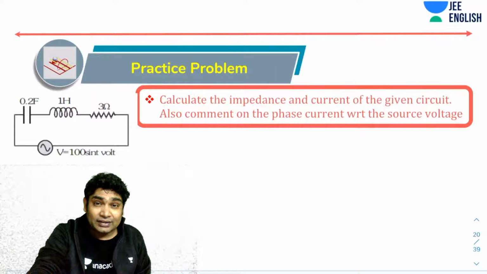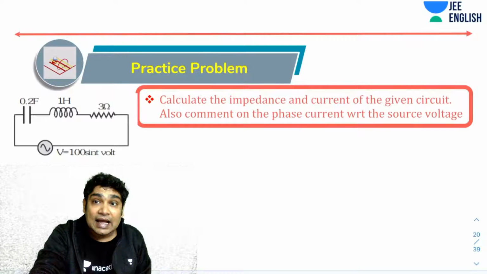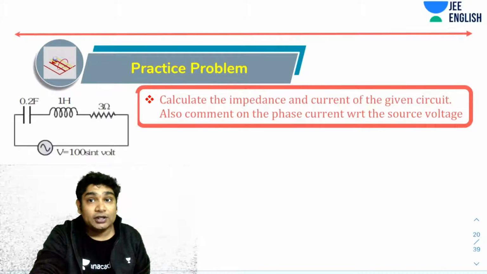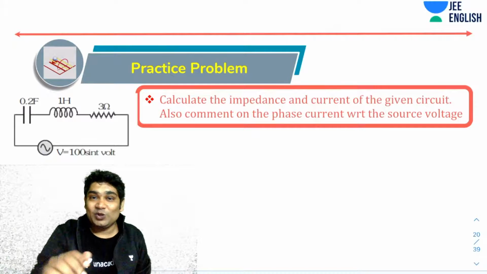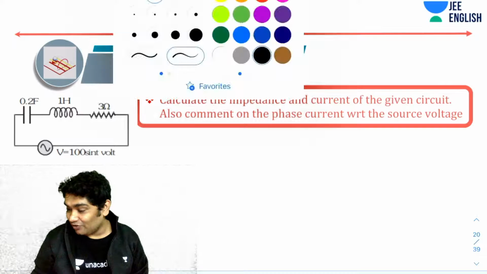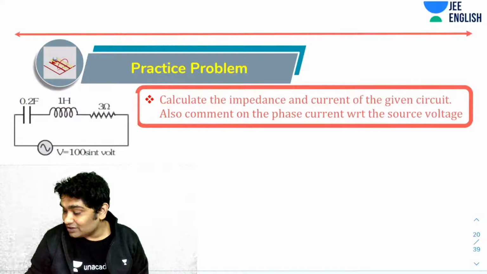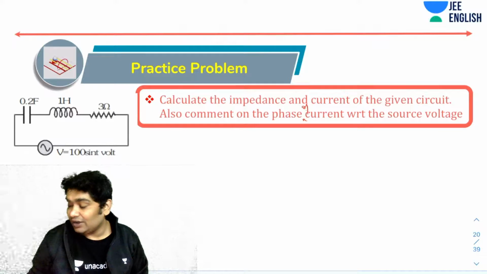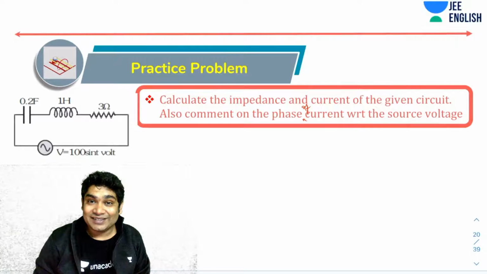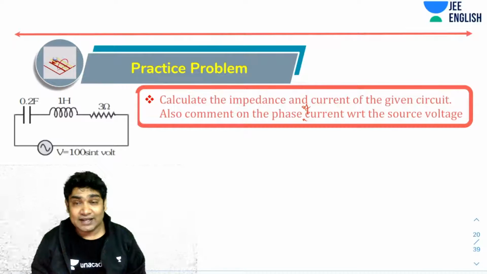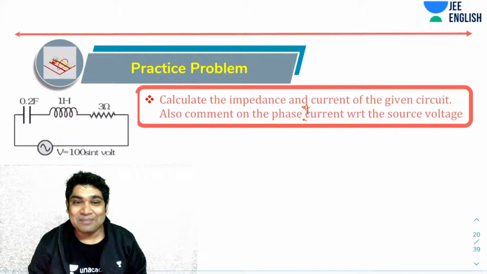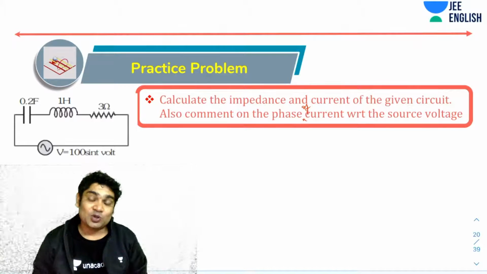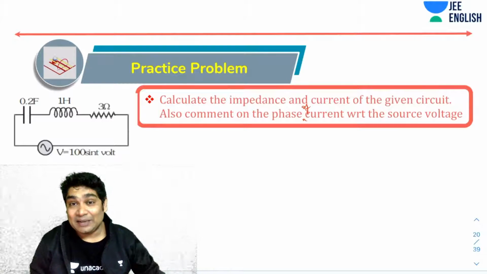Now, the question says, calculate the impedance and the current in the given circuit. Also comment on the phase of current with respect to the source voltage. I think there should be an 'of' here. Okay, so let's see how you would do this. This should be easy. So first, let's calculate the impedance. By now you should have gotten used to how to calculate the impedances, right?